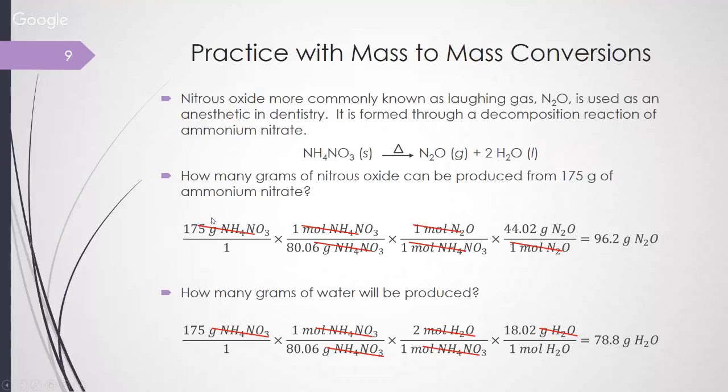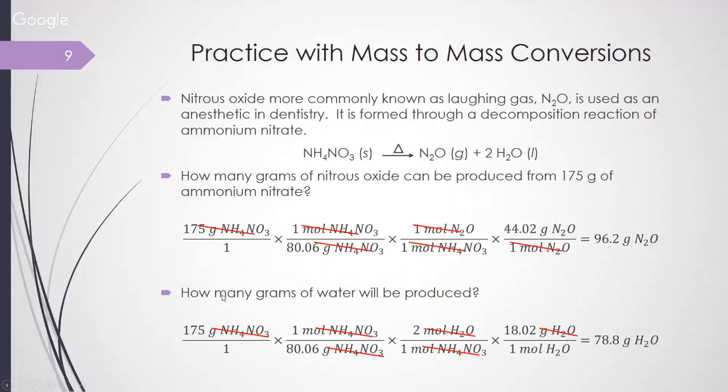If I look at the units that cancel, they are grams of ammonium nitrate, moles of ammonium nitrate, moles of nitrous oxide, which then says I am left with grams of nitrous oxide, which is what I'm looking to find. If I multiply everything together on the top, I divide by everything multiplied together on the bottom. That tells me that I'm going to get 96.2 grams of nitrous oxide if 175 grams of ammonium nitrate decompose.